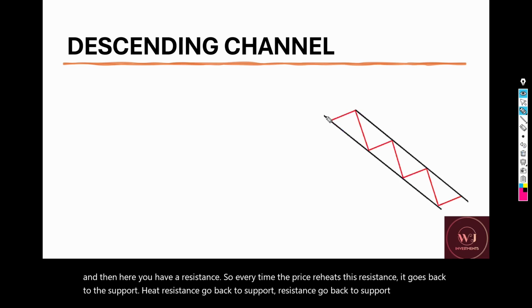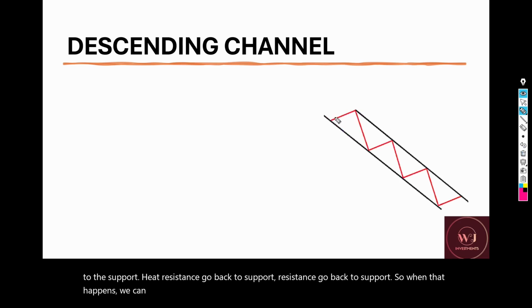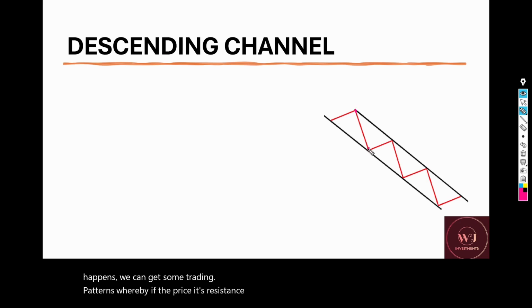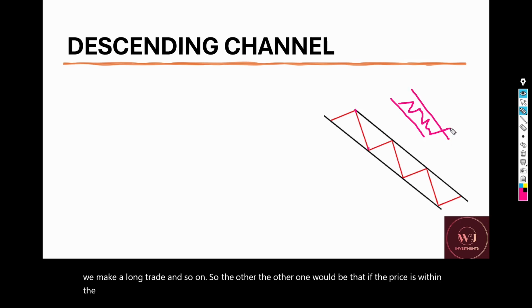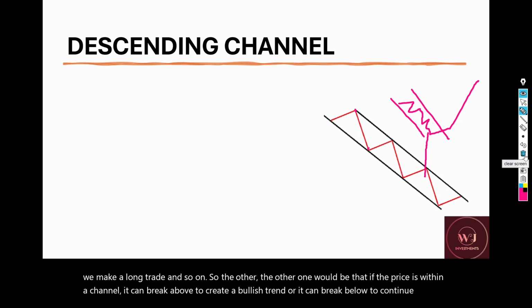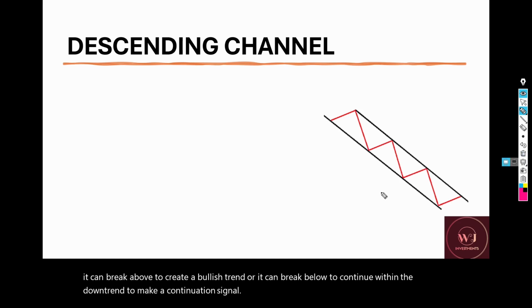So when that happens, we can get some trading patterns whereby if the price hits a resistance, we make a short trade, and if the price hits the support, we make a long trade, and so on. The other option is that if the price is within a channel, it can break above to create a bullish trend, or it can break below to continue the downtrend and make a continuation signal.